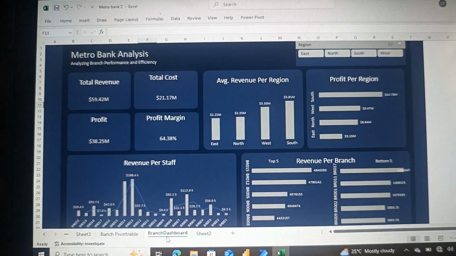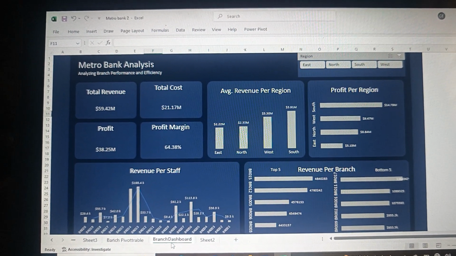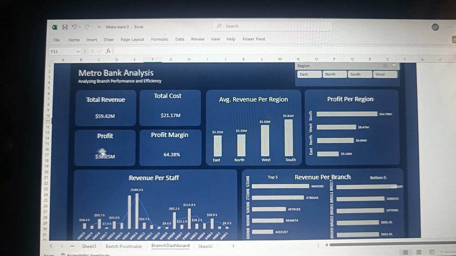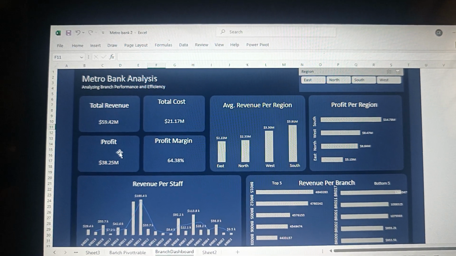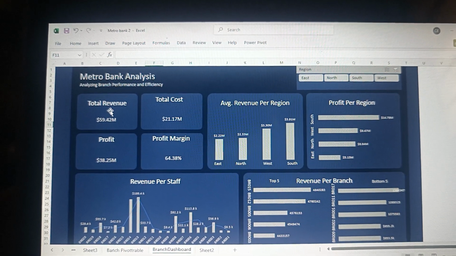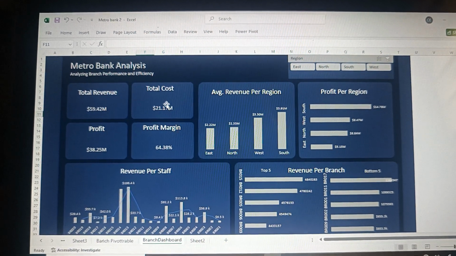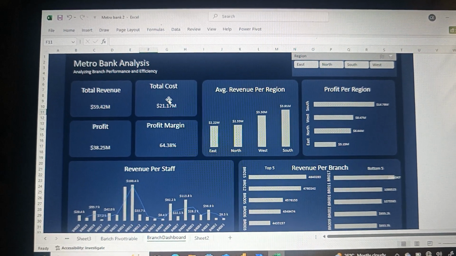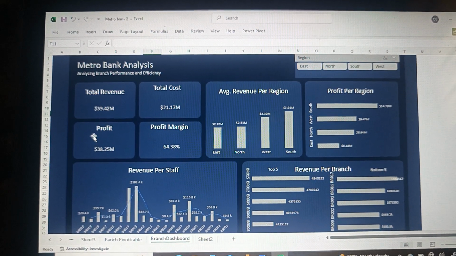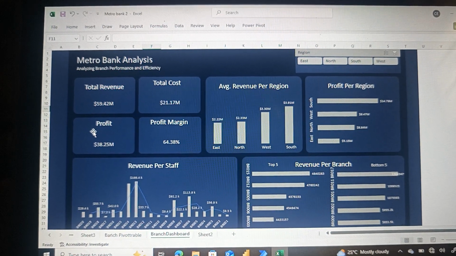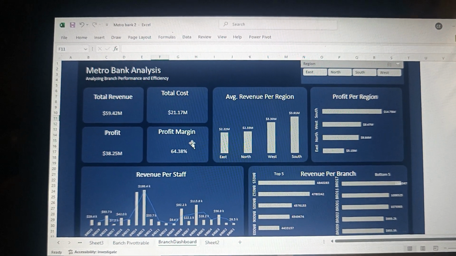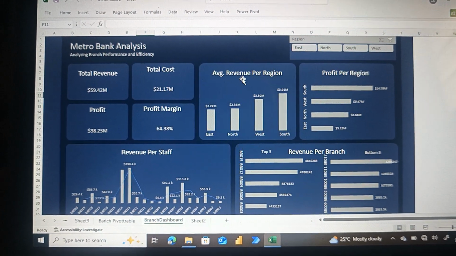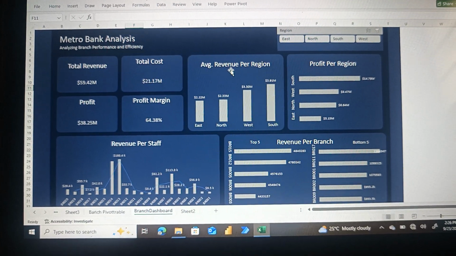So here's my first dashboard. Here we have the KPIs that I calculated earlier: total revenue, total cost, profit margin, and profits. We have a total revenue of $59.42 million, a total operational cost of $21.17 million, and a profit of $38.25 million, with a profit margin of 64.38%.